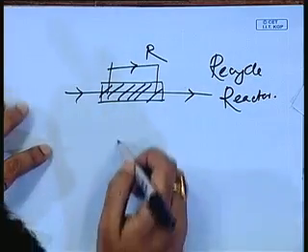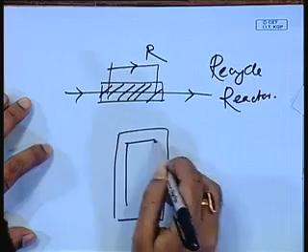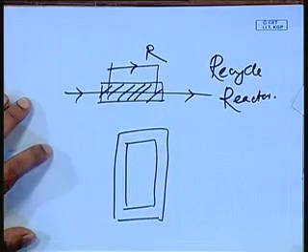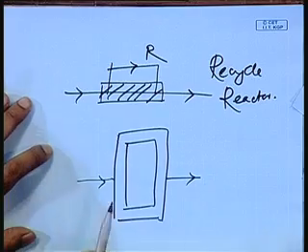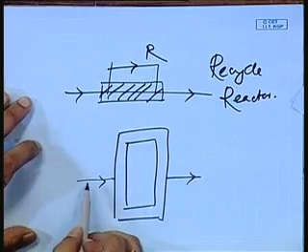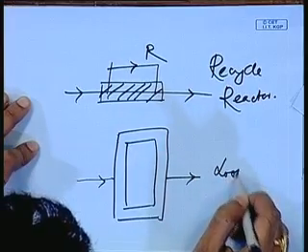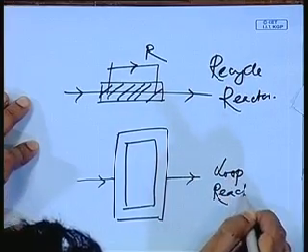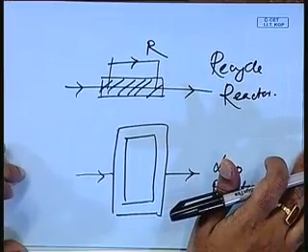And the loop reactor is a little different. This is how it is. So, this is my reactor, and this is the entrance, this is the exit. Do you see the difference between the loop reactor and the recycle reactor? The difference and the similarity.